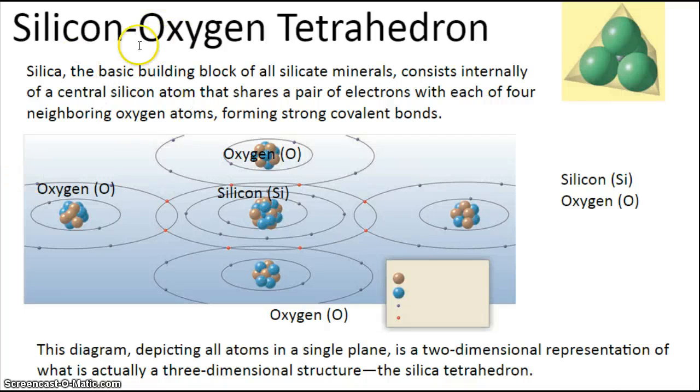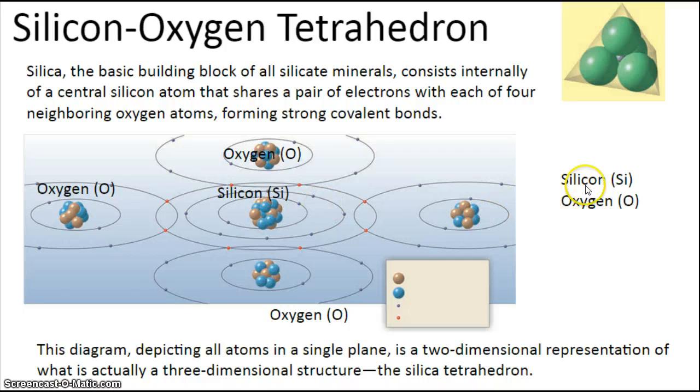So since we're talking about silicates, we have to talk about the silicon-oxygen tetrahedron. And it's simply saying that I have one silicon atom surrounded by 4 oxygen atoms. And these are what bind or bond silicate chemistry together. So this primary tetrahedron is a shape that is very common to silicate chemistry. Silica is the basic building block of all silicate minerals. These consist internally of a central silicon atom that shares a pair of electrons with each of 4 neighboring oxygen atoms, forming strong covalent bonds.